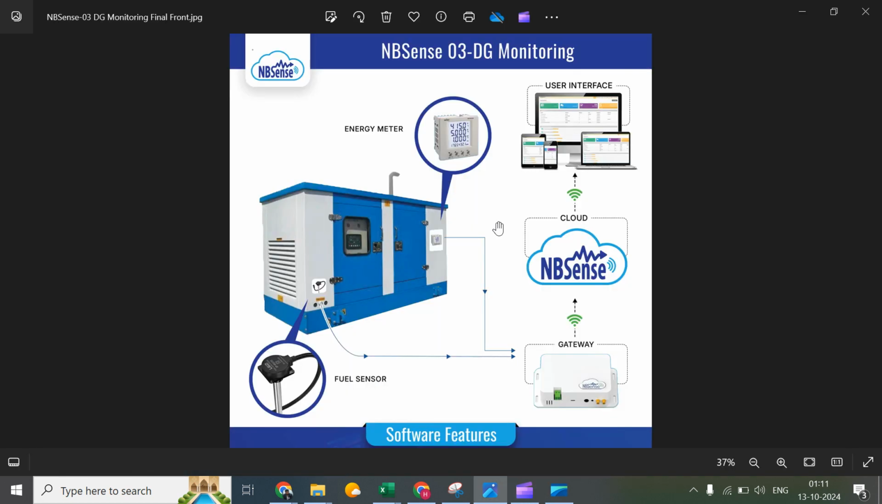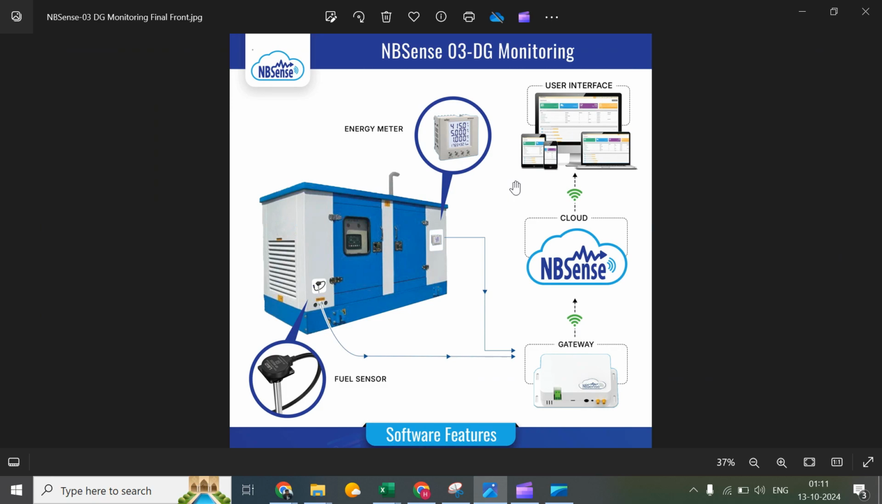So welcome to our third product. That is the NBSense 03, a diesel generator monitoring system. Diesel generators are the reliable power backup sources in industries or any facility.